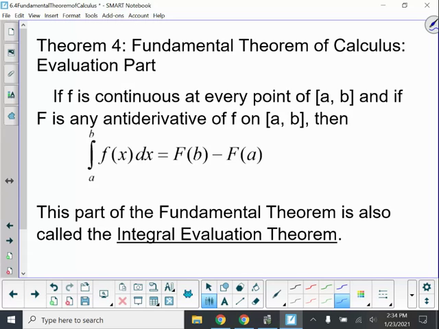So if f is continuous at every point of a to b, and if capital F is any antiderivative of f on a to b, then the integral from a to b of f of x dx is equal to capital F of b minus capital F of a. So that means you would find your antiderivative, you plug in the top bound, you plug in the bottom bound, and you subtract, and you're going to actually end up with the value of the integral.